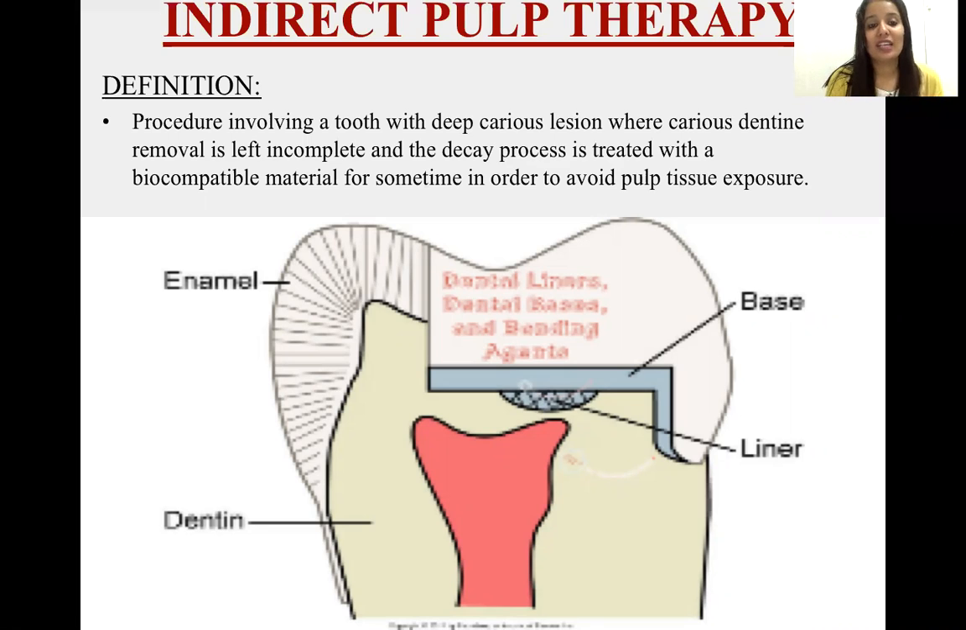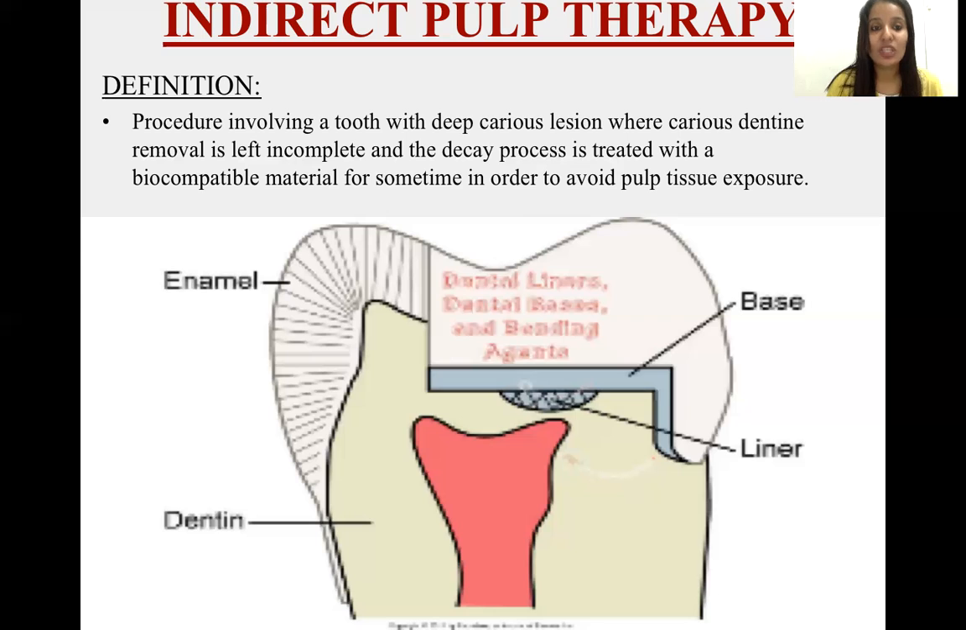So what do you understand from the name indirect pulp therapy? A pulp therapy is done, but it is indirect to the pulp, that is, not directly in contact with the pulp. According to the definition, indirect pulp therapy is a procedure involving a tooth with a deep carious lesion where the carious dentin removal is left incomplete, and then the decay process is treated with a biocompatible material for some time in order to avoid pulpal tissue exposure.